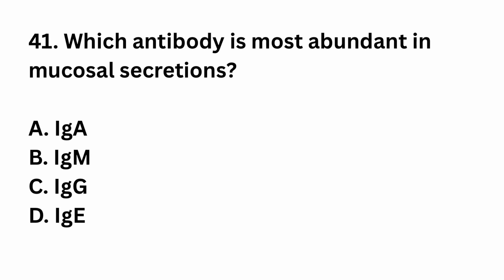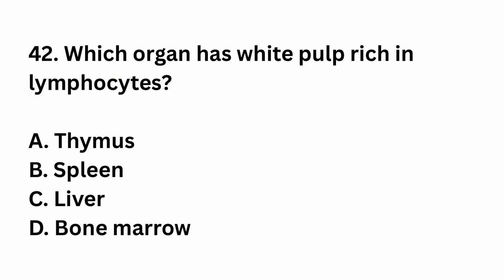Question number 41. Which antibody is most abundant in mucosal secretions? IgA, IgM, IgG, IgE. The right answer is option A, IgA. It protects respiratory and gastrointestinal tract. It prevents pathogen adherence.